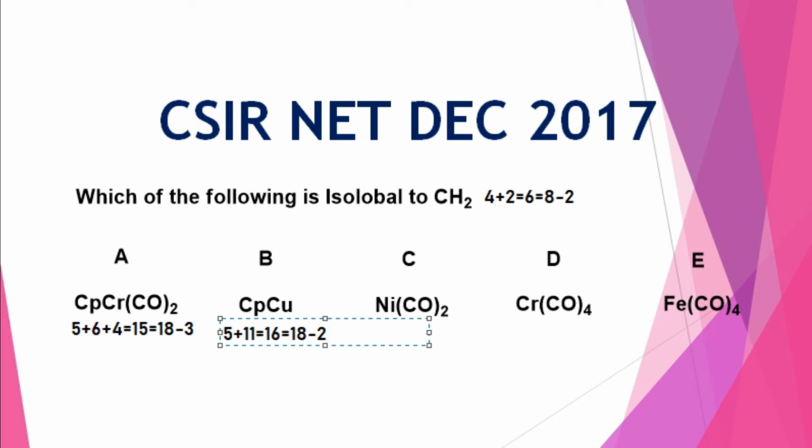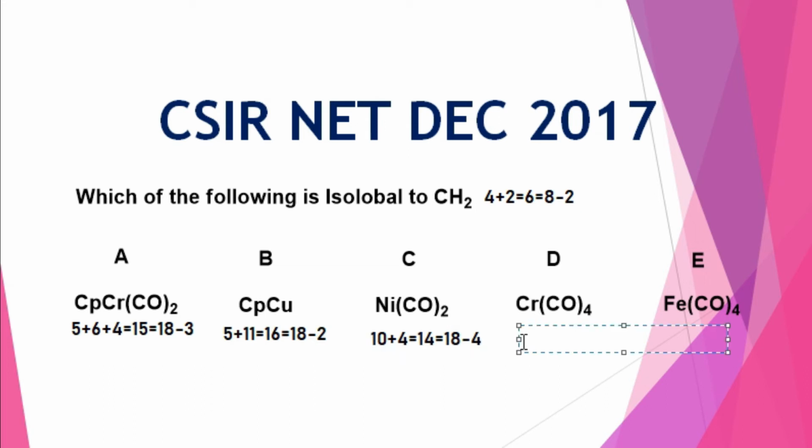So it needs 2 electrons to fulfill its valence shell. So CpCu is isolobal to CH2. Now let's check the rest of the examples. So nickel, we know that nickel has 10 valence electrons, plus there are 2 carbonyls, so 2 from each carbonyl, which is 4, so we get 14. So we can write 14 as 18 minus 4, so 4 electrons needed, which is not isolobal to CH2.